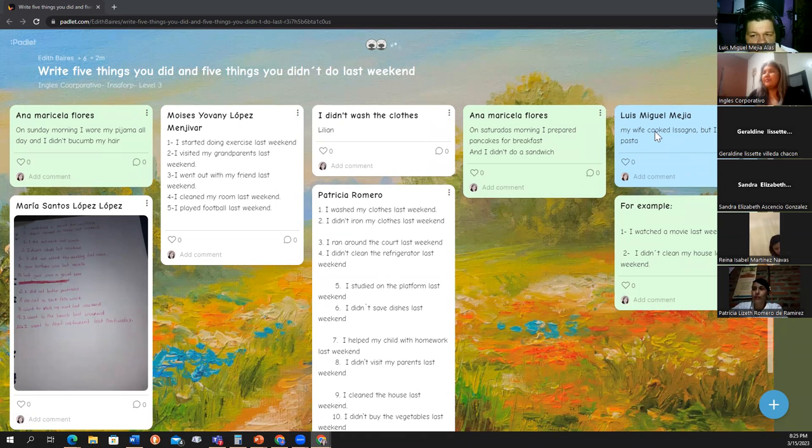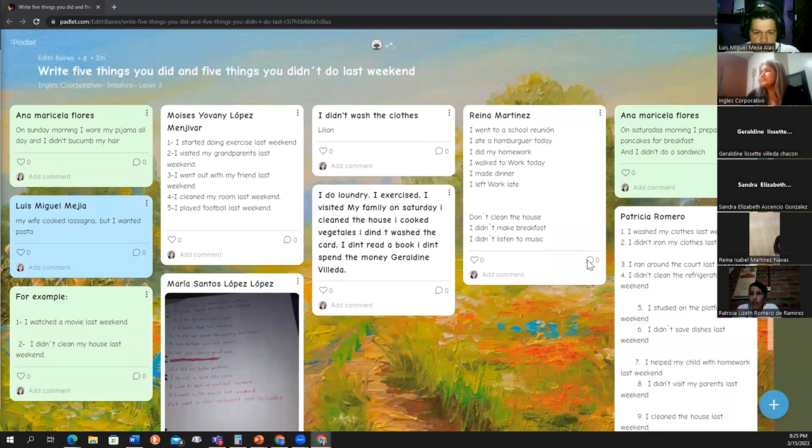Luis says, my wife cooked. How do you spell lasagna? Sorry. Lasagna. Be careful with spelling, okay? Reina says, I went to school. I went to a meeting at school. Meeting es reunión, okay? I went to a meeting at school.